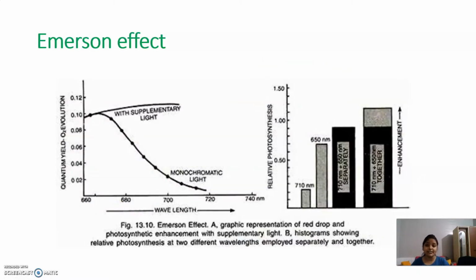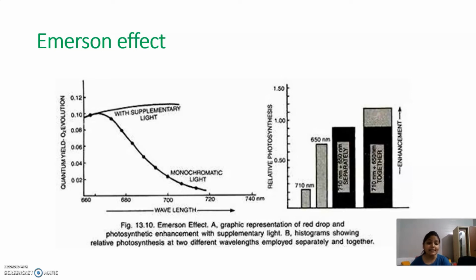First of all, we are going to discuss the Emerson effect. Emerson effect is the increase in the quantum yield or the rate of photosynthesis when the light of the shorter wavelength is provided along with the higher wavelength of the lights.